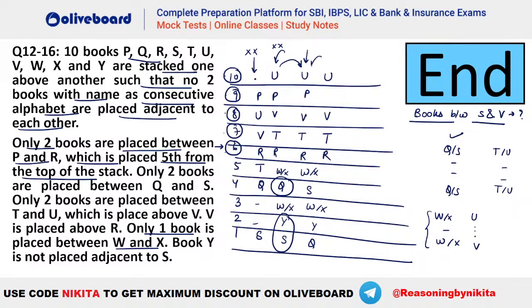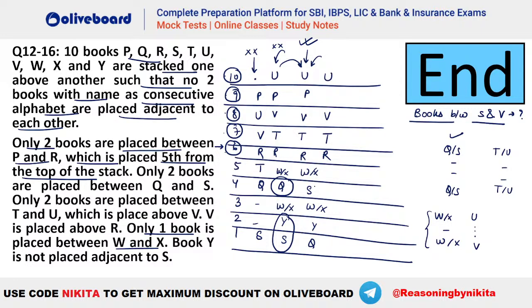Now you can see that this case has all the things which are given in here. So it is fulfilling all the criteria. That is, 2 books are there between P and R. That is happening. R is fifth from the top, happening. 2 books are between Q and S. 2 books are between T and U. That is also there. U is above V. That is also fine. V is above R. That is also fine here. 1 book is between W and X. That is also okay. Y is not adjacent to S. So Y is also not adjacent to S here. So this will be the case that you will be getting here.